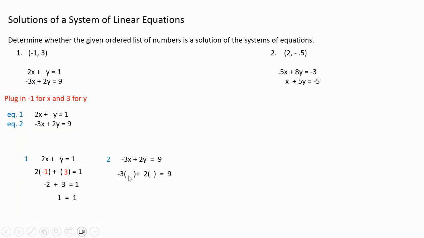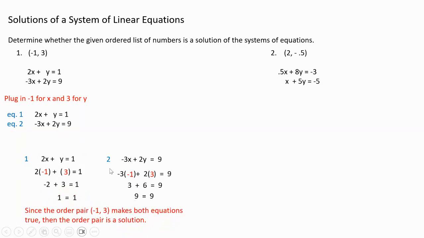Again, we plug in -1 for x and 3 for y. After we simplify, we get 3 plus 6 on the left side, so 9 equals 9, which matches the right side. That means this point is a solution to the system.